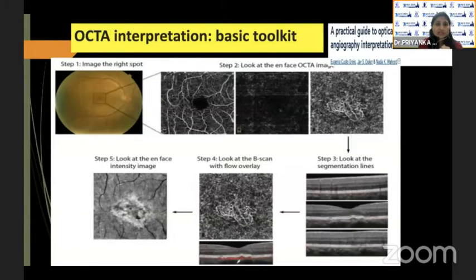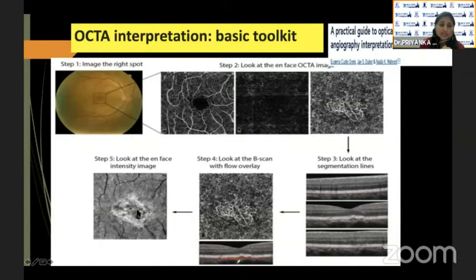Now we have this very interesting OCTA interpretation basic toolkit, which I would like to share. So suppose first step, just mark your area of interest. What is the area of interest? And then you see the en-face images. See superficial, avascular, choriocapillaris. Suppose your pathology lies in the choriocapillaris. So then take the segmentation line at this level, because improper slab placement sometimes misleads the pathology. Once you have done the proper slab placement, then you look at the B-scan overlay, whether this flow is present or not. Now you have to look whether your flow, what you are saying, is true or false. Then you look at the en-face intensity image, whether this is giving the bright signal or dark signal.